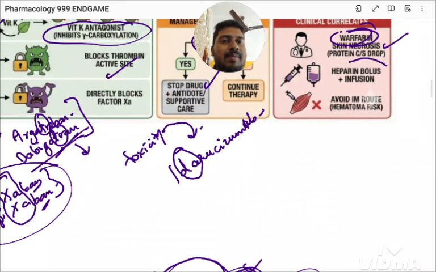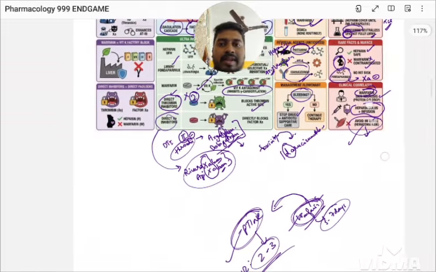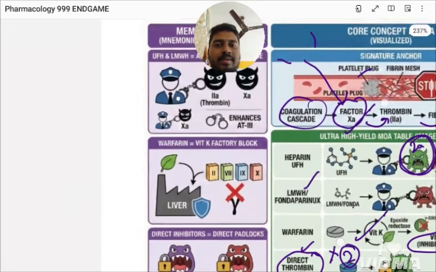Second is heparin bolus plus infusion. The meaning of this is that first we give a bolus, that is like a loading dose, which will give immediate anticoagulation, and then we maintain the same dose with infusion, so that we maintain the same levels. Very important, whenever we give anticoagulants, we don't give via IM route because there will be risk of hematoma. There are a few things you need to remember.